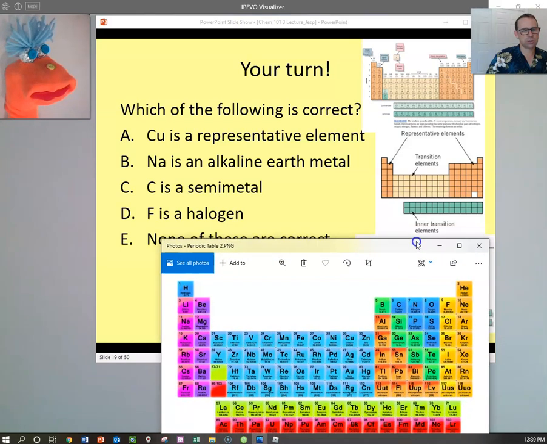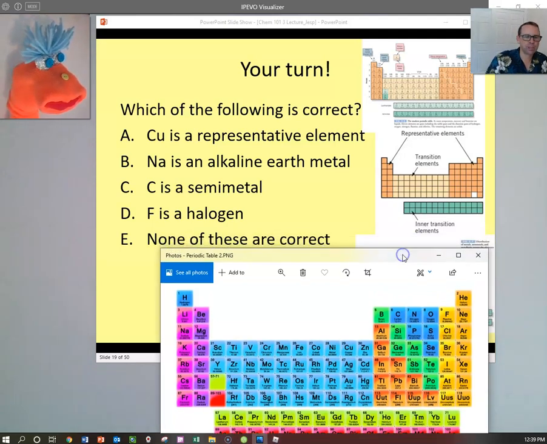Okay, so here's our periodic table. What do you think? Copper is what number? Number 29. Yeah, so what do you call those? Those are transition metals. Okay, so copper is a transition metal. So A is not right.